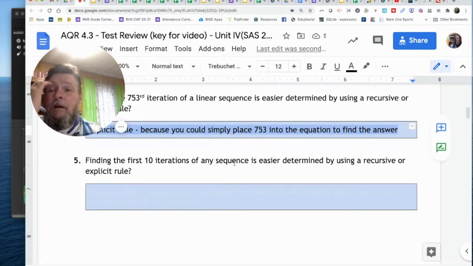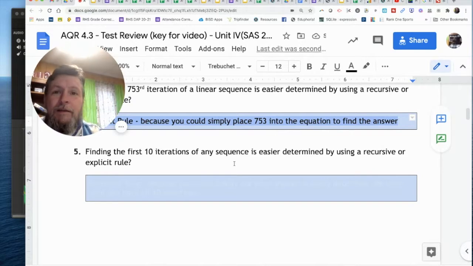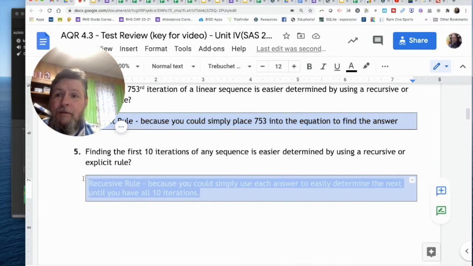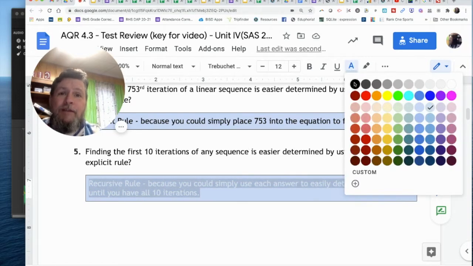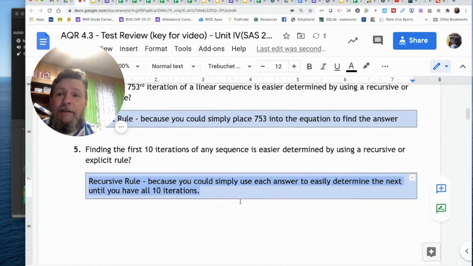All right? Finding the first 10 iterations of a sequence is easier to determine by using a recursive or explicit rule. Now, with an explicit rule, we'd have to put every iteration into the equation to find each value. Wouldn't it be simpler to just start at the beginning and find the next one? We're accustomed to doing that with values that change based on the last value. So the recursive rule, because all you have to do is use each answer to determine the next answer until you have all 10 iterations.